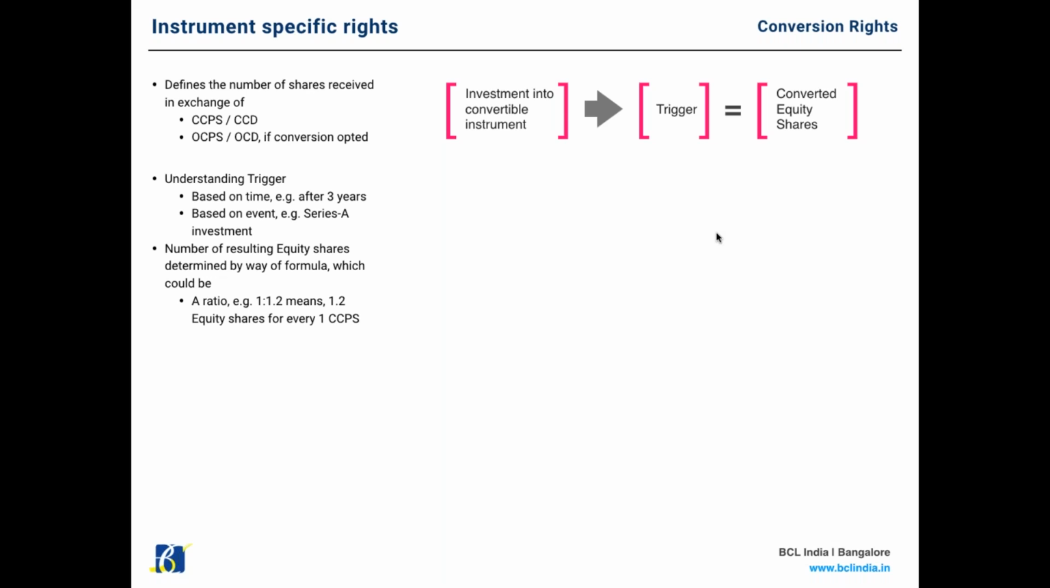Now, how do you determine how many shares the CCPS converts to? It can be by way of a formula, a simple ratio. For example, 1 is to 1.2 means for every one CCPS, you'll get 1.2 equity shares. Or it could also be based on price. And what it means is that you look at what is the next round of funding and what is the price at which the funding has happened. And you use that price, either use it directly or manipulate it by reducing the value, giving a discount, and then dividing the investment by the discounted price to arrive at the number of shares.